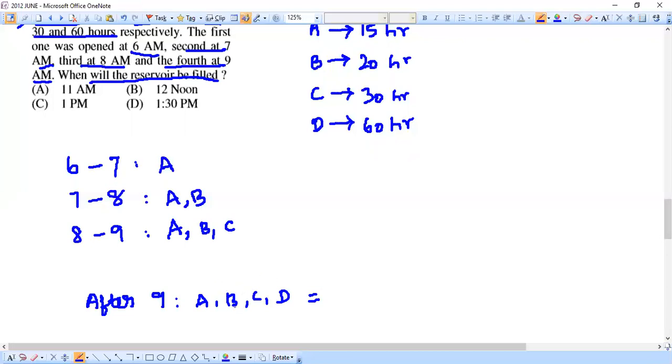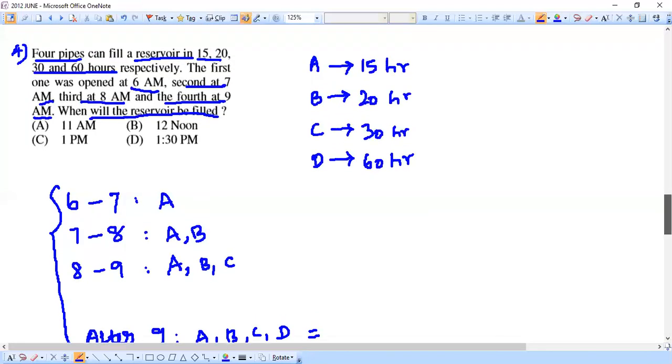That timing is what we need to find, because if we find how many hours they work after 9, it will be very easy for us to determine the answer. Now I have clearly mentioned the time taken for each pipe. Everything is clear now, so we have only the solving part to be done. Let's start from here.